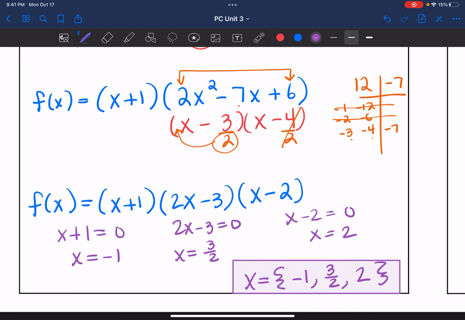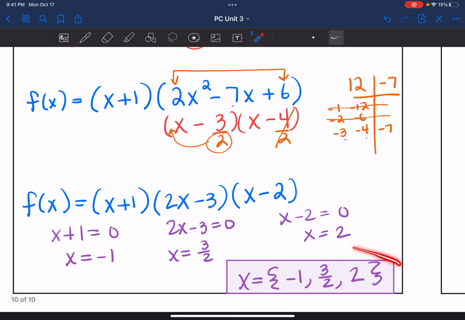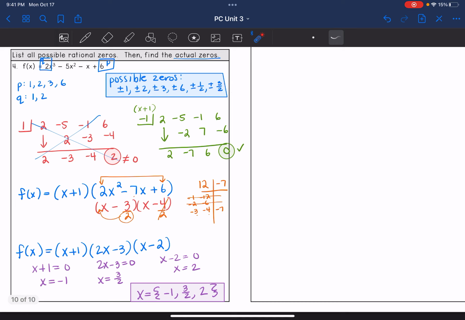Okay, so an interesting thing to look at is now that we know those are the actual zeros of that polynomial, if I were to graph it, this is where it's going to cross the x-axis. If you go back and look at your possible zeros, they're all on the list. So -1 is here, 3/2 is right here, and then 2 is here. So they were all on the list. Okay, so let's do one more just for the practice.